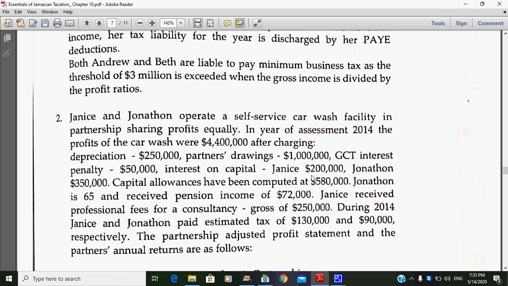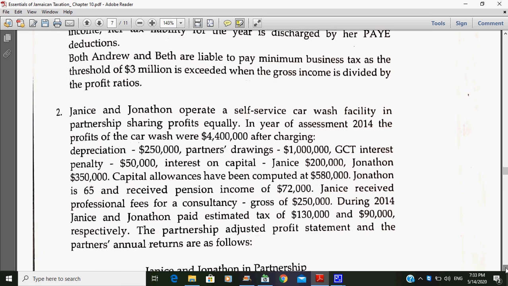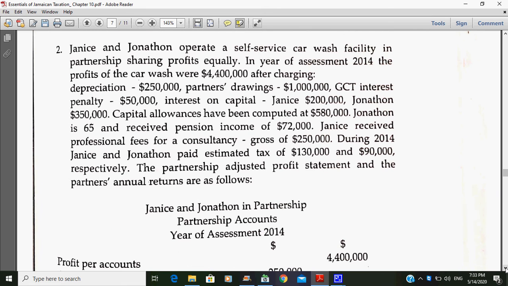Now, I'm going to ask you to pause the video and write this information down, please. And if you can write it in list form, it will be better for you to understand. Alright? So let's go through this example now, so you can know what is happening. First, what you're asked to do is a partnership adjusted profit statement. That's what we're going to do now.